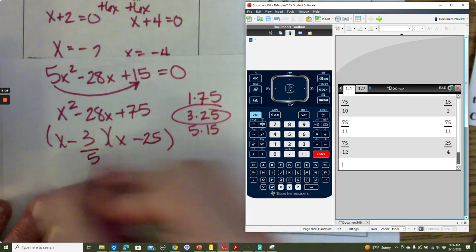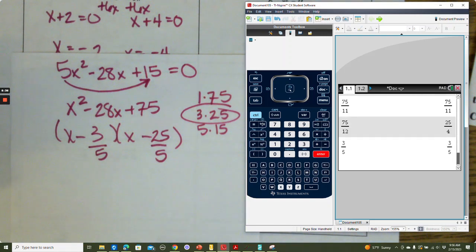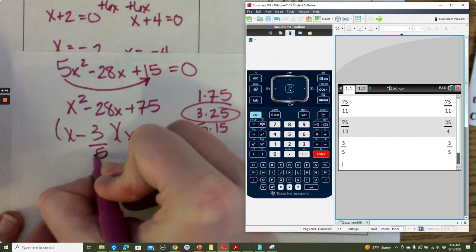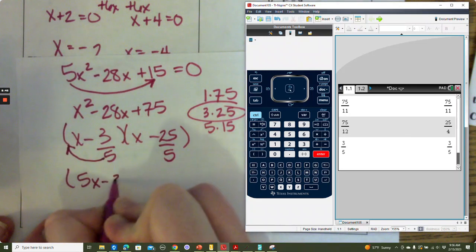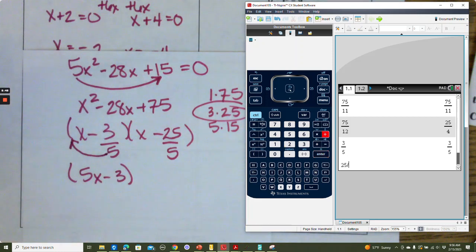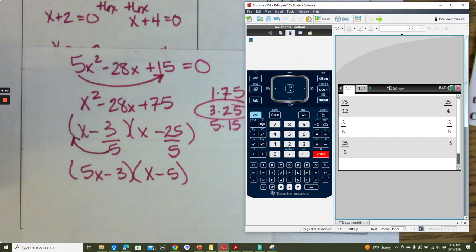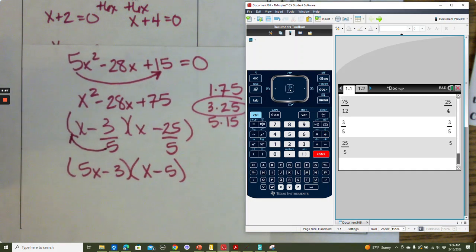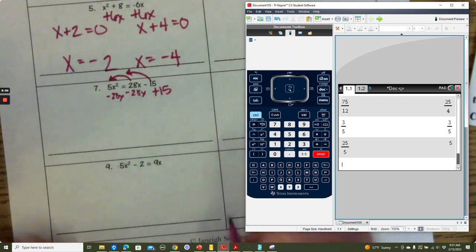So remember, to undo multiplication, you go back and divide. And then check your fractions. So 3 over 5 doesn't simplify. So here's the slide. Take the 5 and I slide it in front of the x. Okay, and then 25 over 5 simplifies to a 5. And so those are my 2 factors. So we start getting into more complicated factors when we start putting coefficients in front of the x squared.